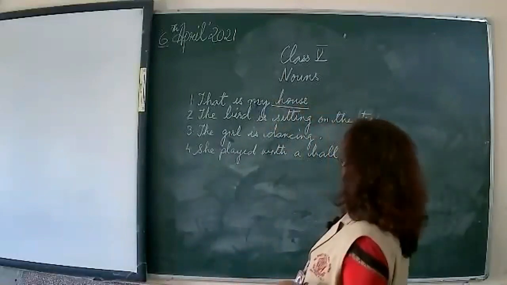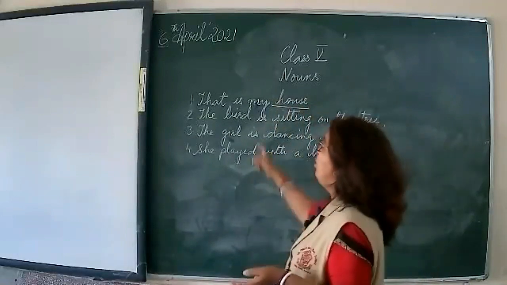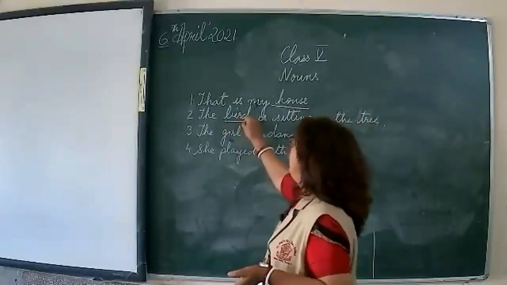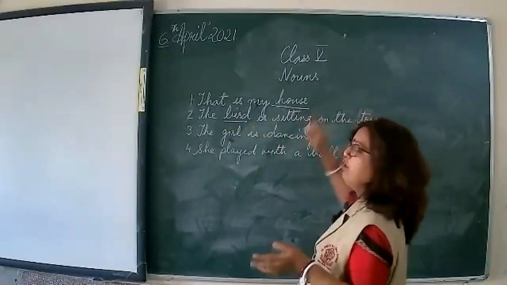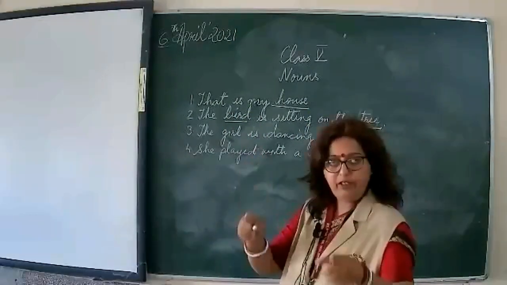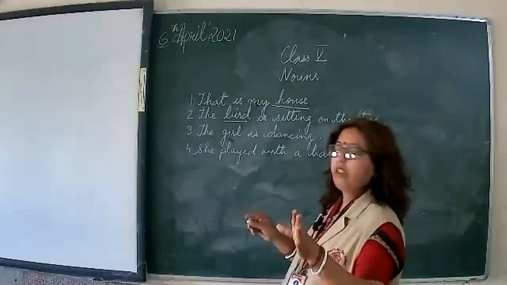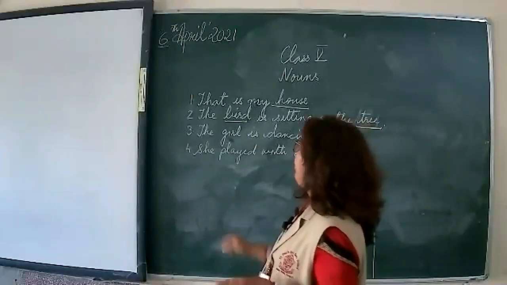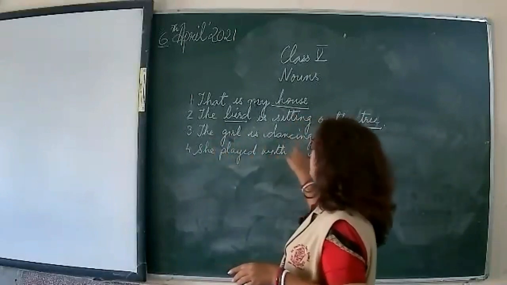The bird is sitting on the tree. So, which are the two naming words? You know, here are two nouns. So, this is the bird and this is the tree. When you look at a bird, you can pinpoint and say that is a bird and that is a tree. So, when you name those two articles, those two objects, they are nouns. Perfect. The girl is dancing.